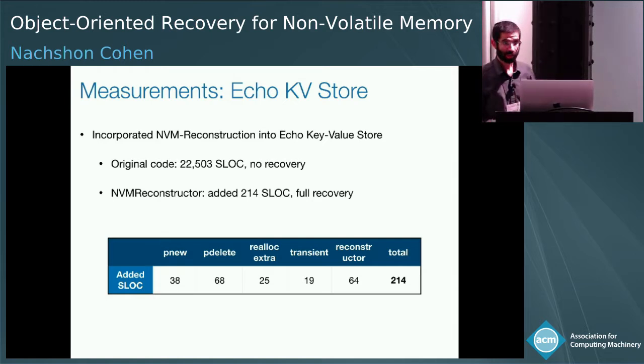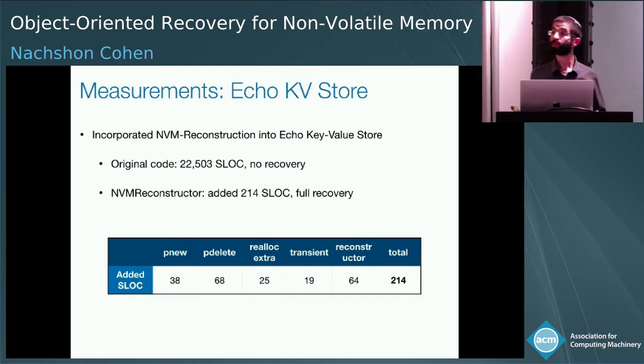In addition to Atlas, we also incorporated the NVM reconstruction into the Echo key value store. Echo is a key value store designed specifically for non-volatile memory. It's not really a small piece of code. It's over 22,000 lines of code. However, the open source version provides no recovery function.